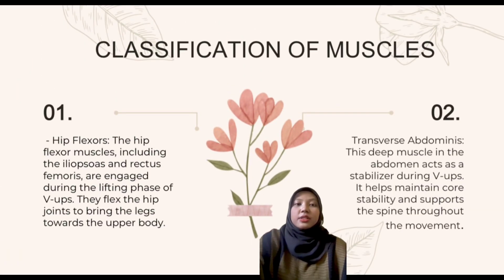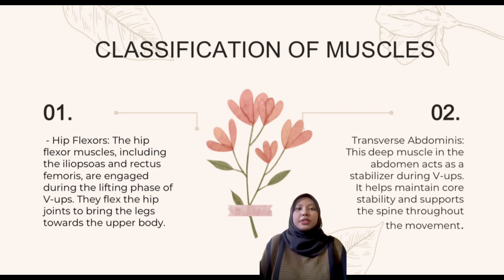Next, hip flexor. The hip flexor muscles, including the iliacus and rectus femoris, are engaged during the lifting phase of V-up. They flex the hip joints to bring the legs toward the upper body. Last, transverse abdominis. This deep muscle in the abdomen acts as a stabilizer during V-up. It helps maintain core stability and supports the spine throughout the movement.